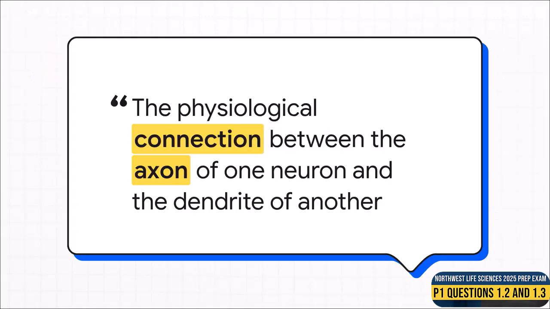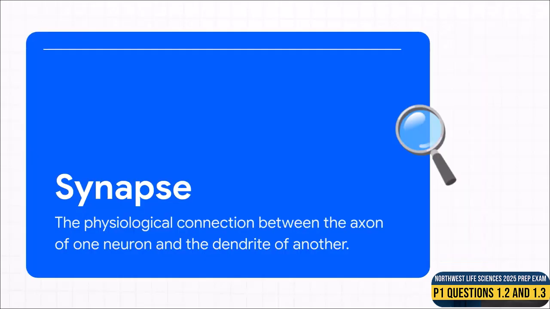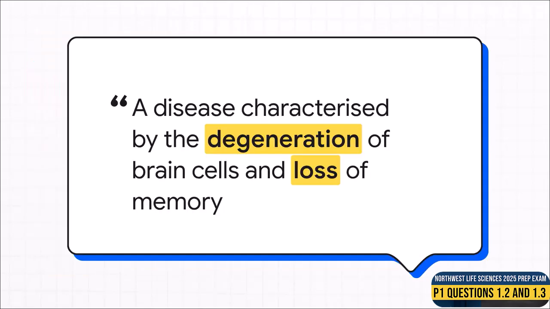Okay, let's put this into practice. Check out this description from a past paper. The physiological connection between the axon of one neuron and the dendrite of another. Just take a second. What term is popping into your head? And the answer is synapse. Now, why? The crucial keywords here are connection, axon, and dendrite. I mean, when you see those three words together in neuroscience, your brain should immediately just scream synapse. That's the junction they're describing. See how that works? Let's try another one.